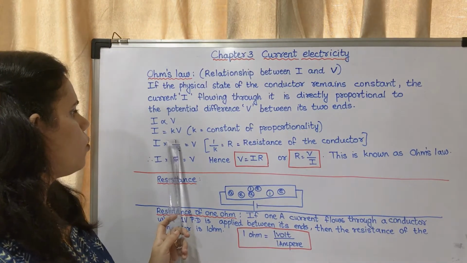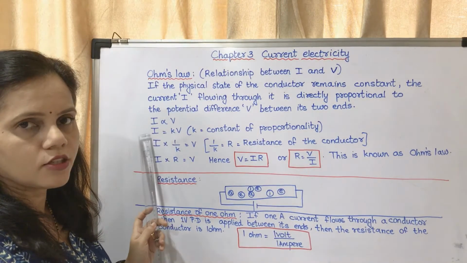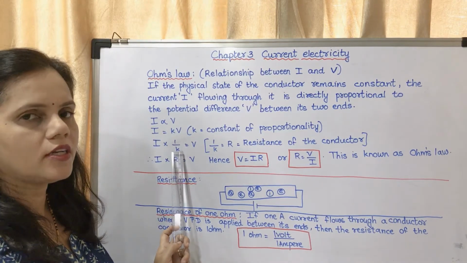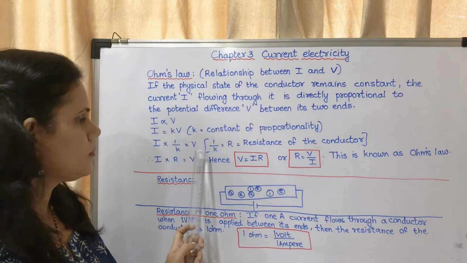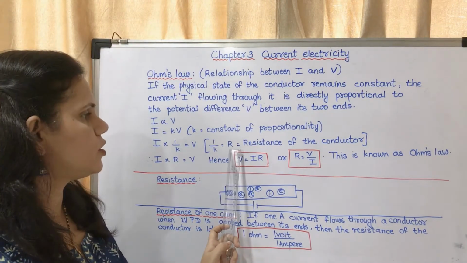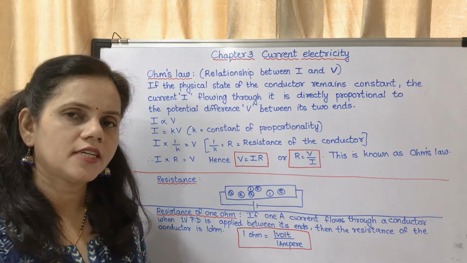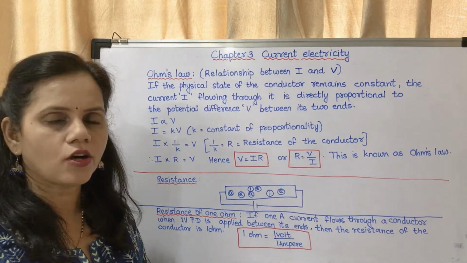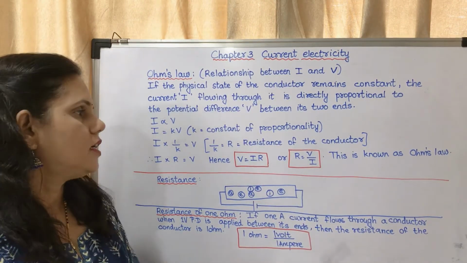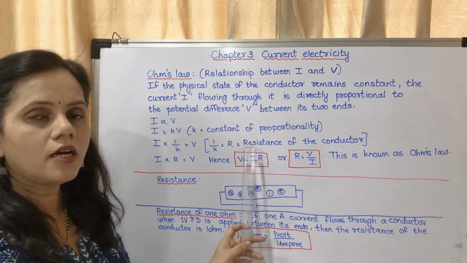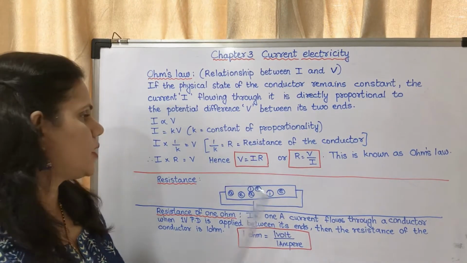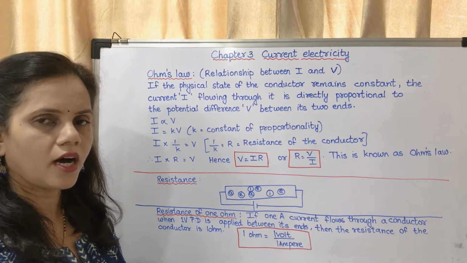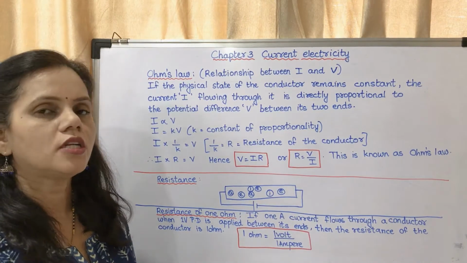So I into 1 upon k. If you take this k towards the left hand side, it will become the denominator. So it will be I into 1 upon k is equal to V, where 1 upon k is equal to R. Okay, that constant is given a name, that is resistance of the conductor. So 1 upon k is equal to R, that is the resistance of the conductor. So instead of 1 upon k, they have written R, so the equation becomes I into R is equal to V. So what is Ohm's law?